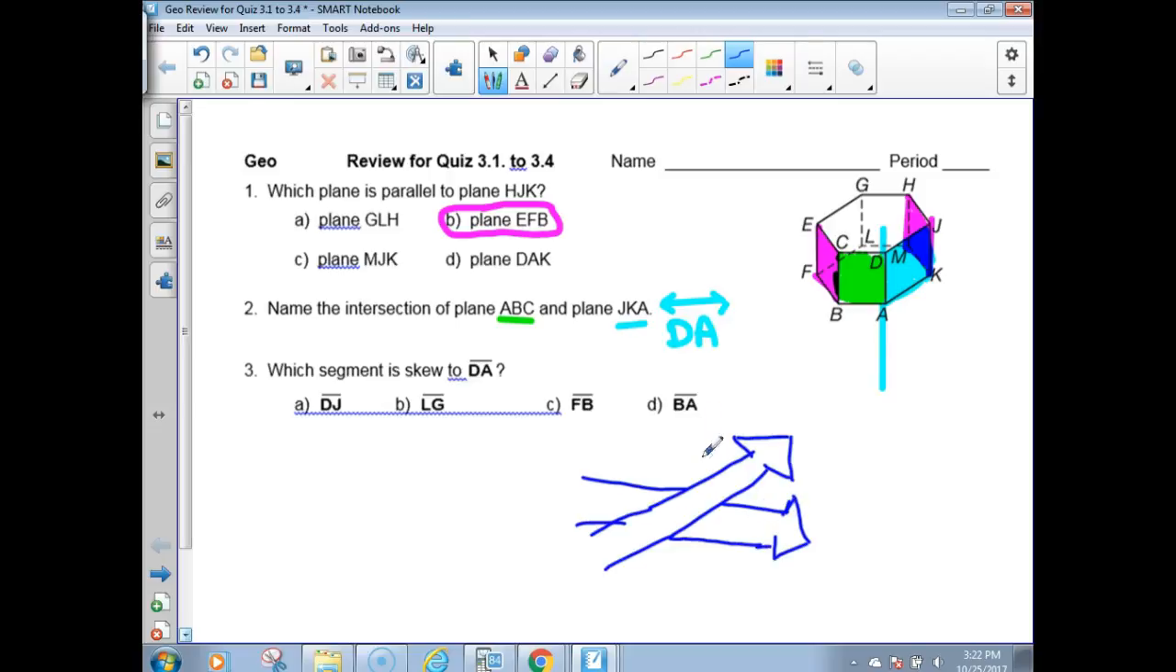Okay, so since I've got to twist and go different ways, if I check DJ, DJ has D in it, so it hits it. There just can't be that. LG, process of elimination, LG's back here. It runs the same direction as DA. You want to answer? Okay. And FB, so LG's no good. FB, that's going to go like that. Will it ever run into that line? It's going to go right past it. So that's a good one. And then BA, oh, BA hits it. No way.